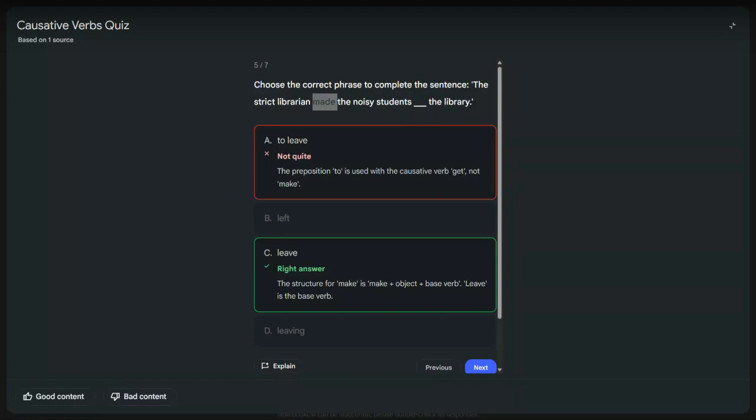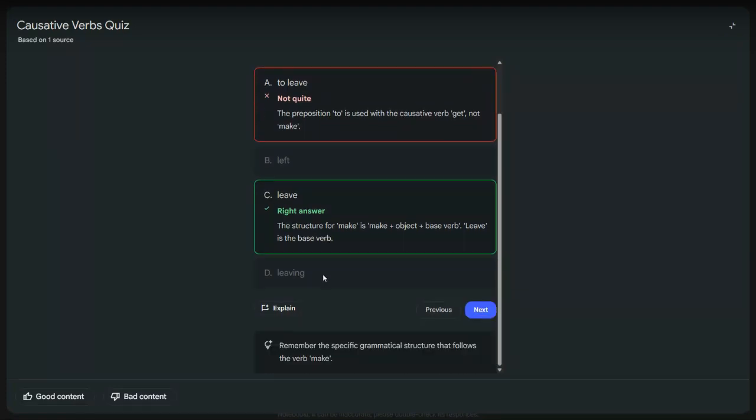And have, make. Okay, the make was the first one. Sorry, my mistake. So here it's C. The structure of make is make plus object plus verb. My mistake here. This one is C.